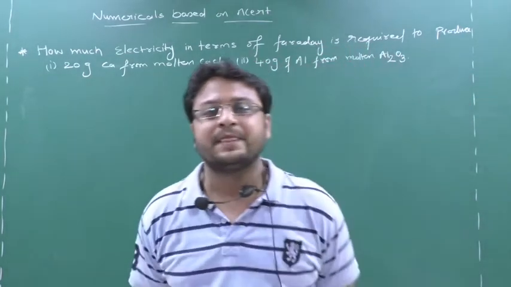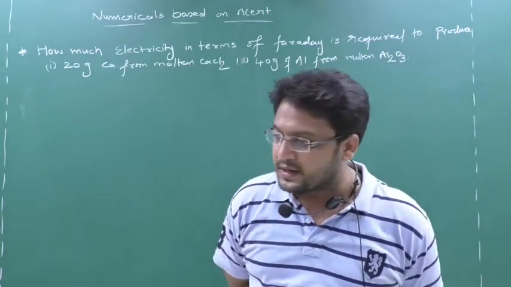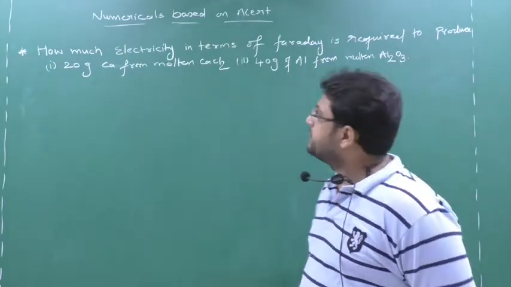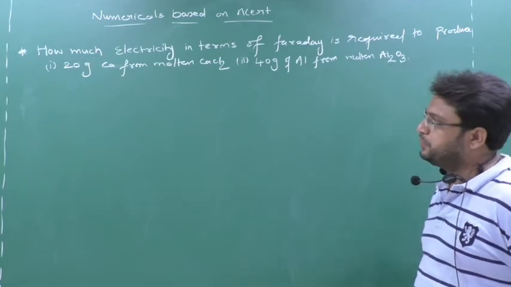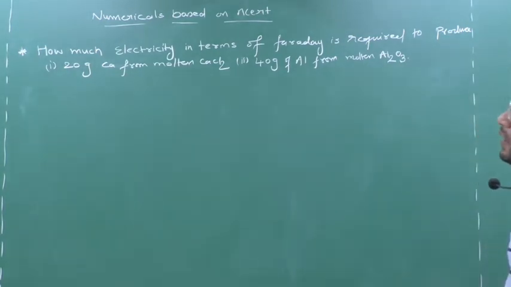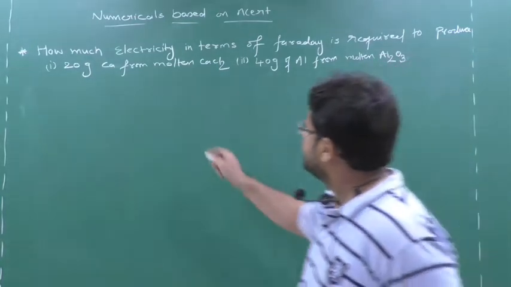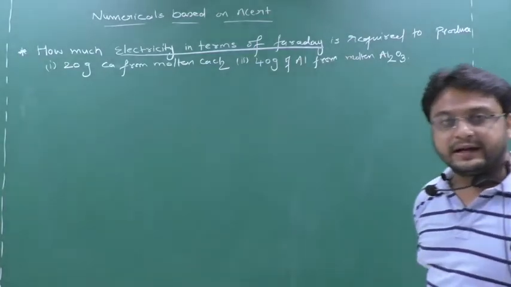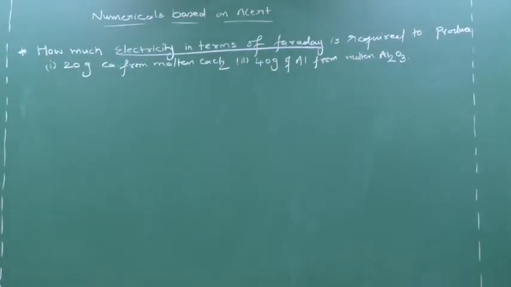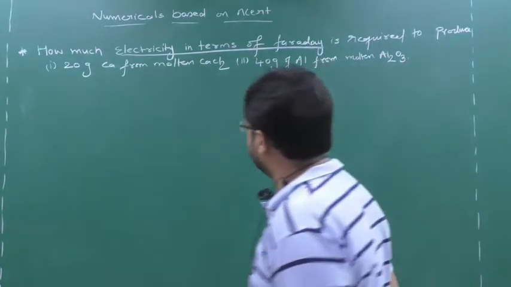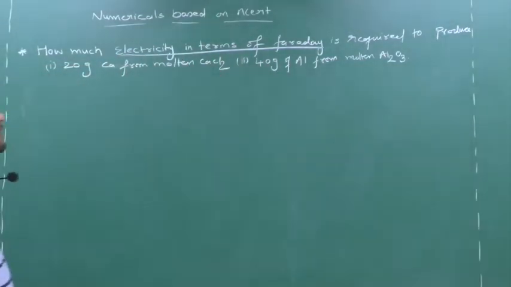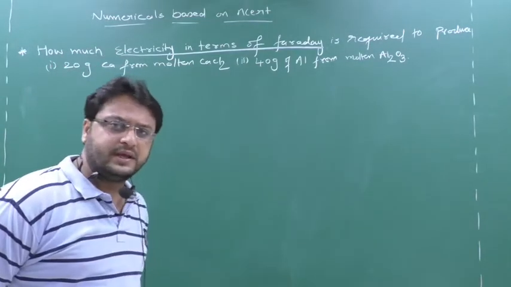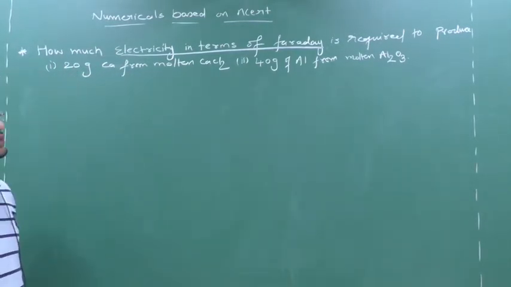Hello everyone. Today I am going to start the last part of the NCERT exercise of electrochemistry. Here you can see I have written the numerical problem, which says: how much electricity, in terms of Faraday, do you have to calculate to produce 20 gram calcium from molten CaCl2 and 40 gram aluminium from molten Al2O3. This problem is very easy, and it is based on Faraday's laws.